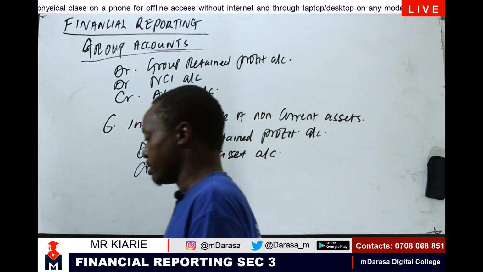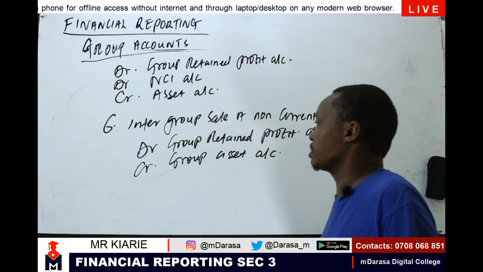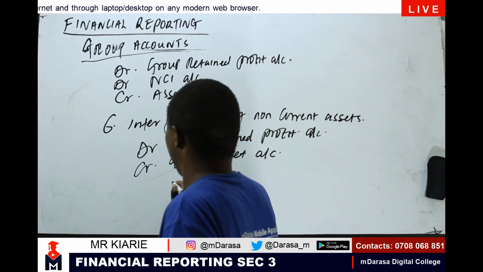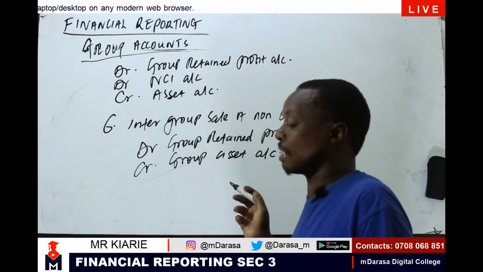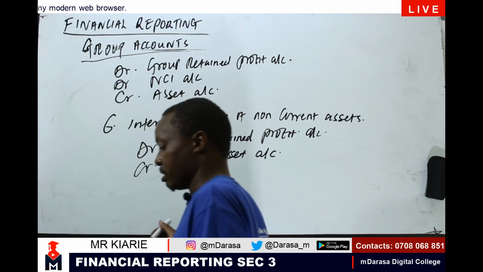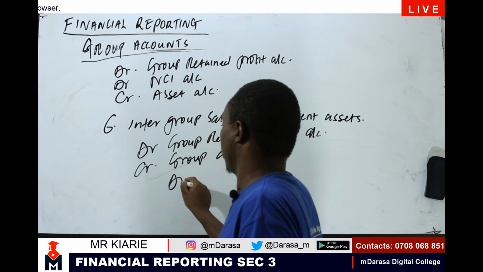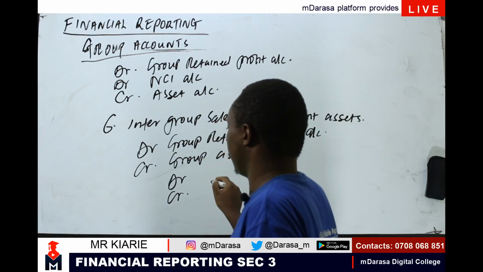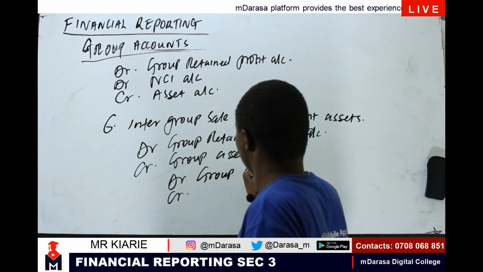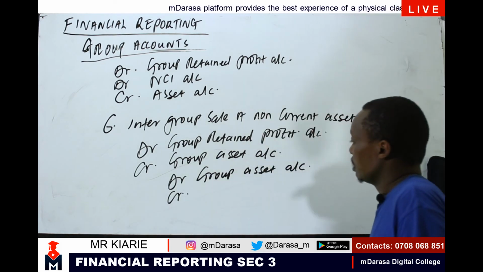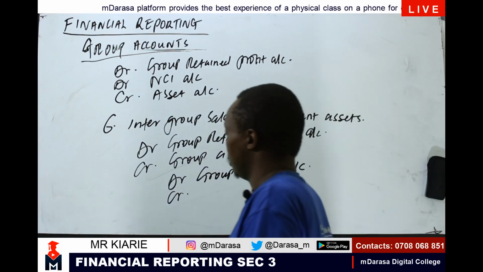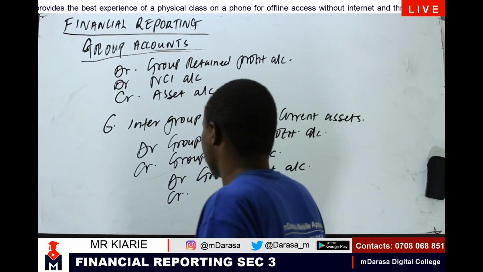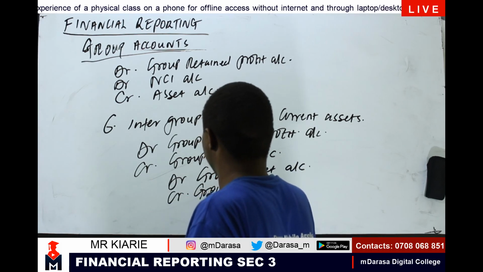With the amount of excess depreciation arising from the unrealized profits, debit group asset account, credit group retained profit account.